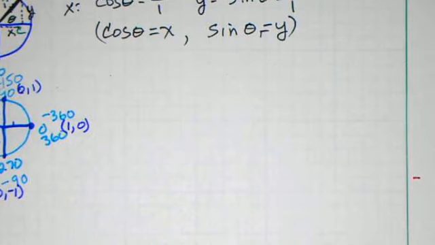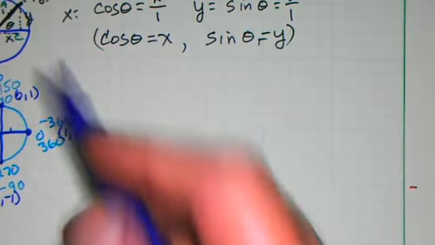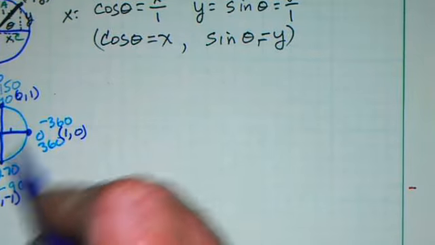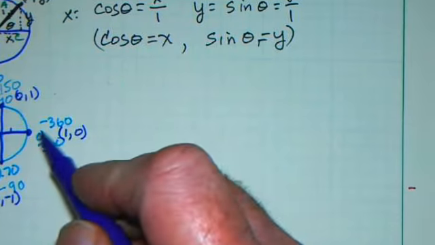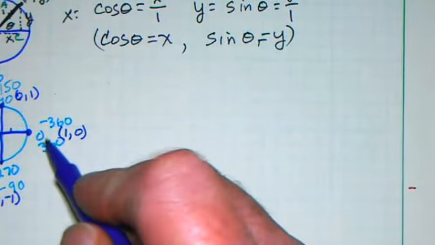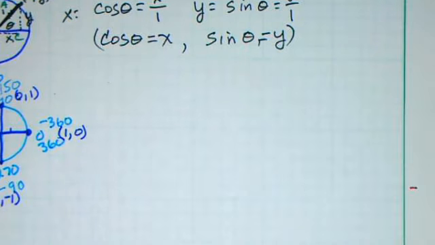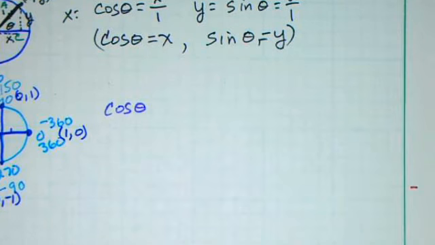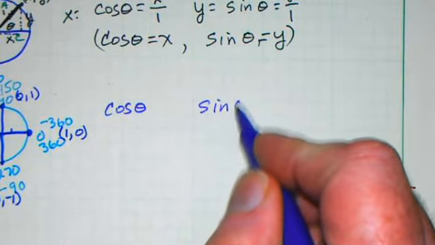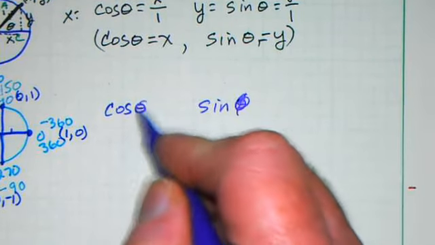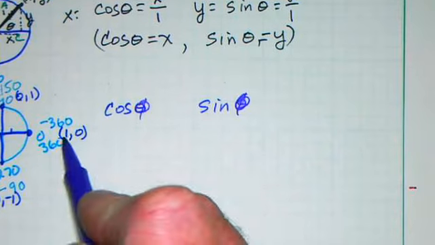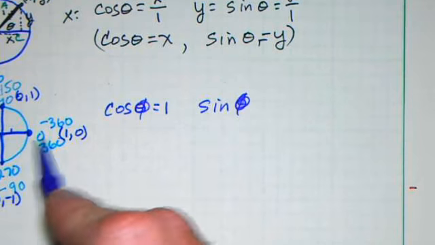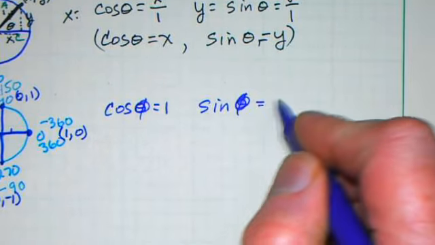So I need to draw this x, y, cosine, sine idea back into this. If I want to find the cosine of a 0-degree angle, I can actually use the x and the y coordinate for the cosine and the sine of that angle. So I could talk about the cosine of 0 and the sine of 0. For the cosine of 0 degrees, the x coordinate is a 1. So cosine of 0 is 1. For sine of 0, the y coordinate is a 0. So sine of 0 is 0.